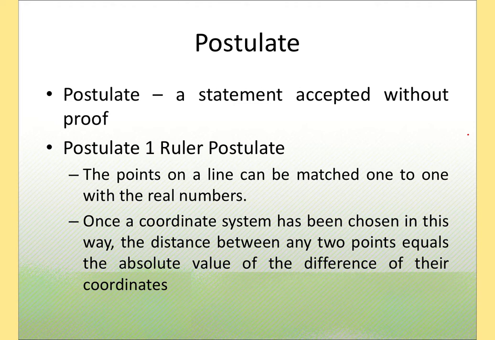So the ruler postulate is this first one, okay, which basically just says that the points on a line can be matched 1-to-1 with real numbers. So any point on a line can be matched with a numeric value like you just saw on the number line. And once a coordinate system has been chosen in this way, the distance between the 2 points equals the absolute value of the difference of their coordinates, which is what we just did, okay? This is called the ruler postulate.